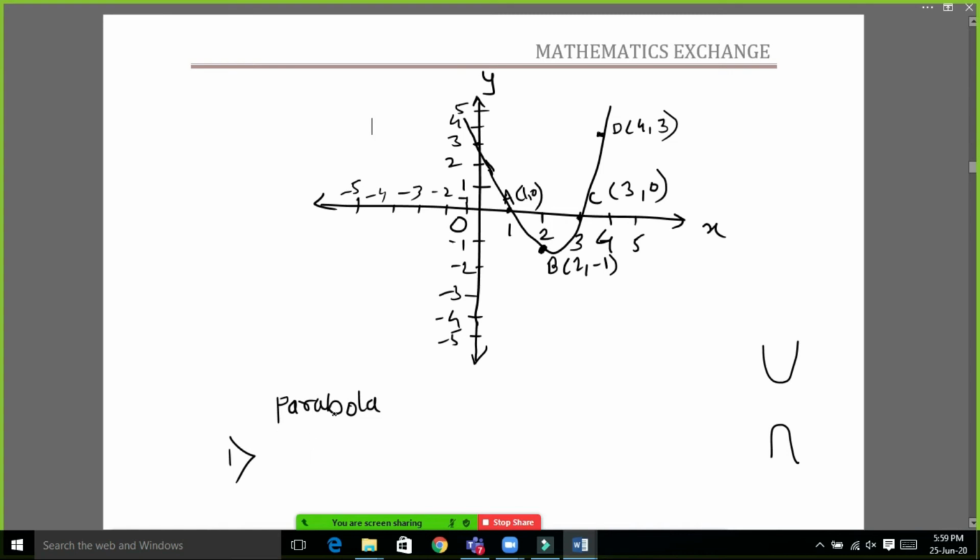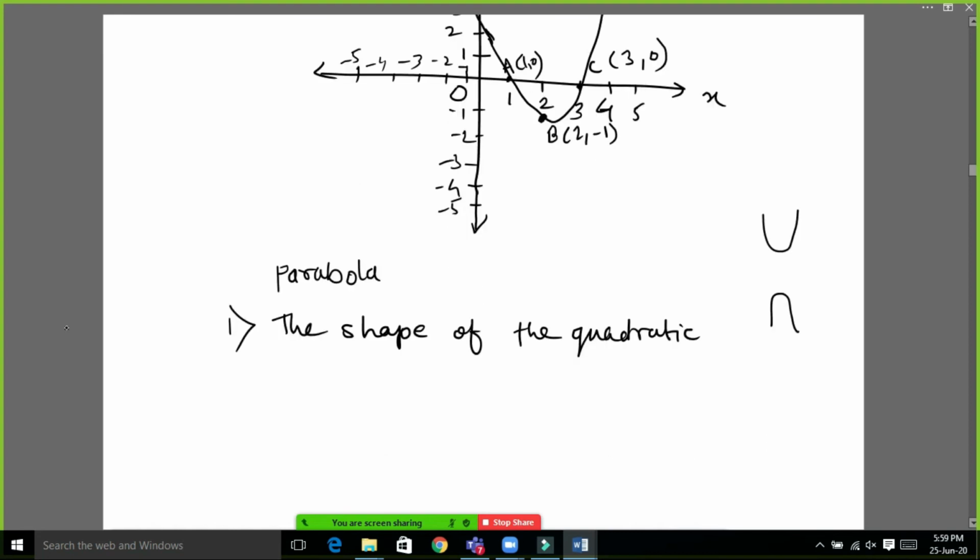In the previous example we had a straight line, so that represents a linear polynomial. Just like that, in this graph we have a parabola, so it represents a quadratic polynomial. So the shape of the graph of a quadratic polynomial is known as a parabola.